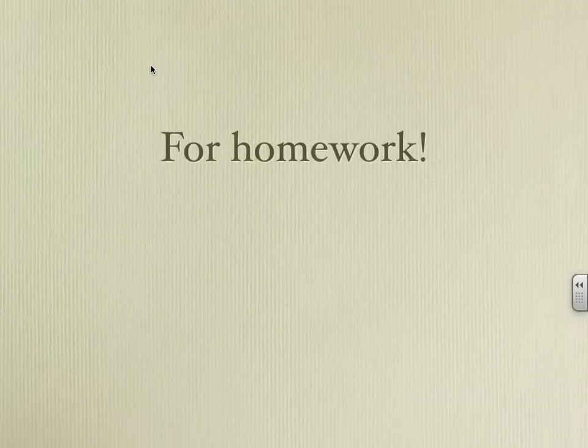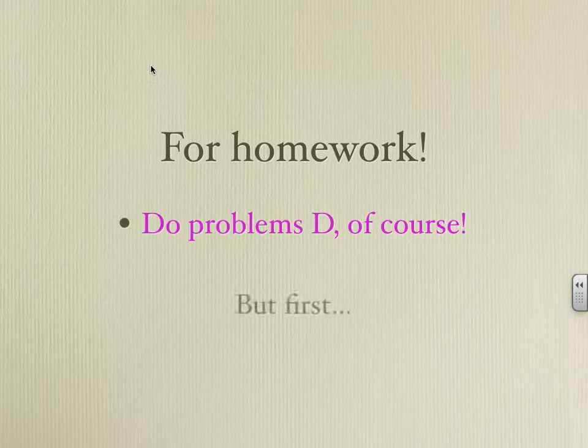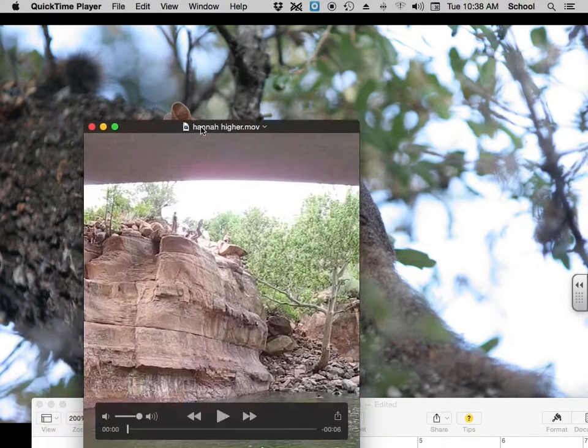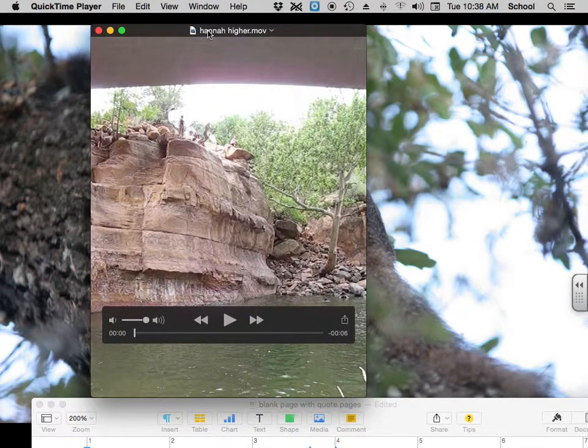So for homework, you want to do problem D, of course. But first, I would like to take you on a little journey. No, not to Wonderland. Stop it. Not to squirrel. To here. Here is my oldest daughter plunging to her death.